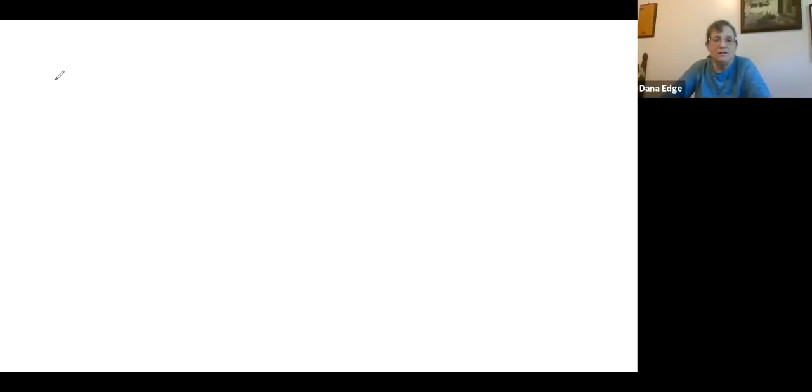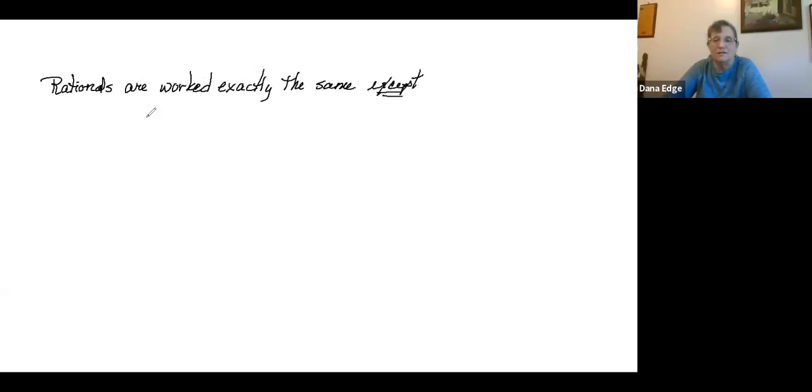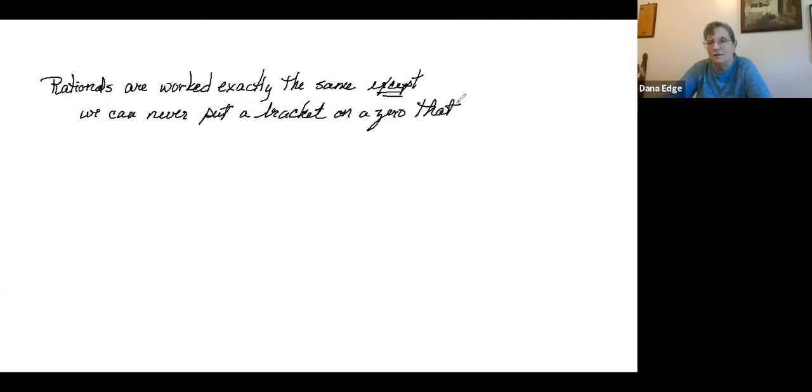Look, the only difference between polynomials and rationals, where you've got fractions, is that they're worked exactly the same, except for a minor detail: we can never put a bracket on a 0 of the denominator, well, to cover myself.